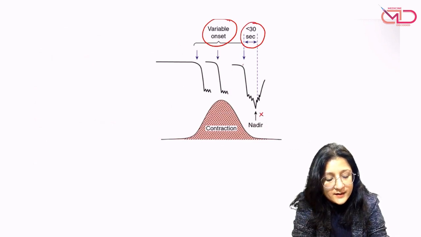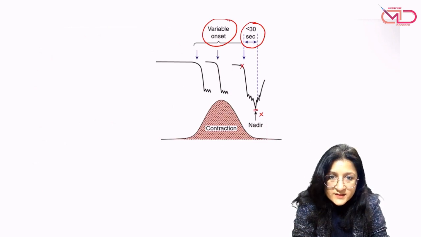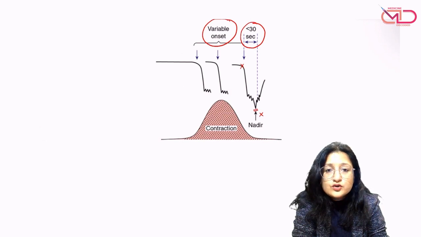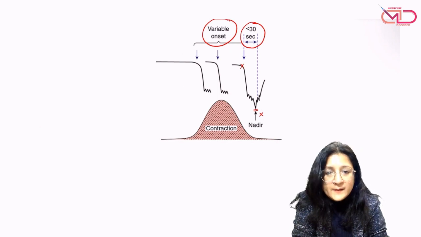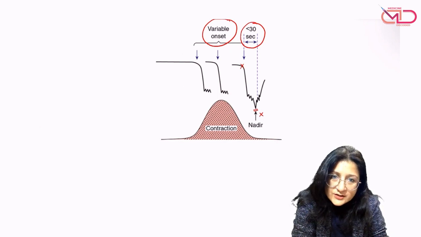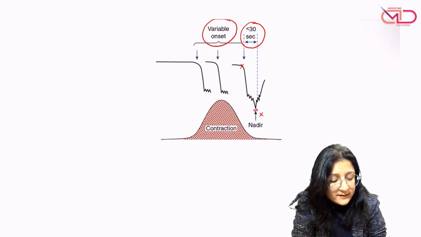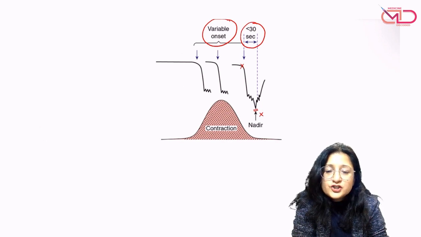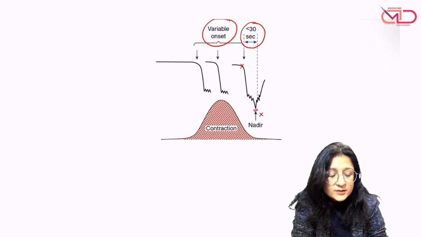So once the fetal heart rate starts dropping, it reaches its nadir in less than 30 seconds. So it's a very sharp deceleration. It's not slow and gradual like late or early deceleration, right? So variable decelerations have variable onset. They are not related to contractions. They're related to cord compression, and they reach the nadir very quickly in less than 30 seconds. So they're very sharp and abrupt in onset. Okay, so these are variable decelerations.